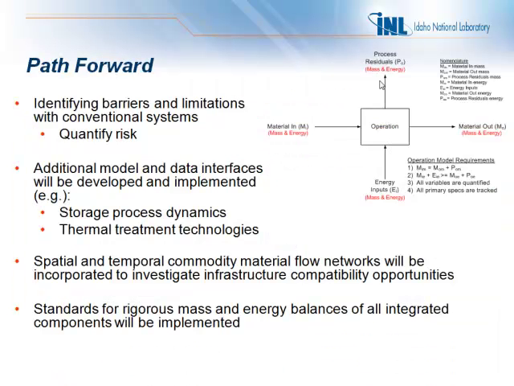So our path forward: we're identifying barriers and limitations to help us quantify those risks. Working on developing and implementing additional model and data interfaces to help us bring in more robust models and data sets. Incorporating spatial and temporal commodity material flow networks with current infrastructure, such as the grain commodity system. And then we're also looking at implementing standards for rigorous mass and energy balances of all integrated components.